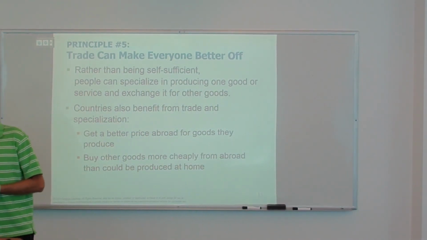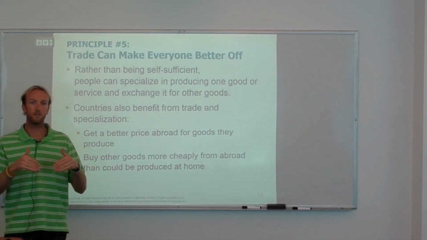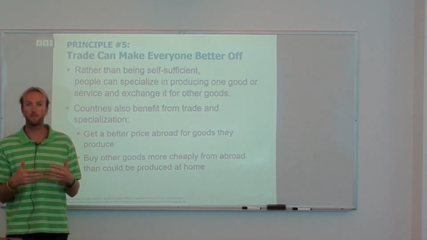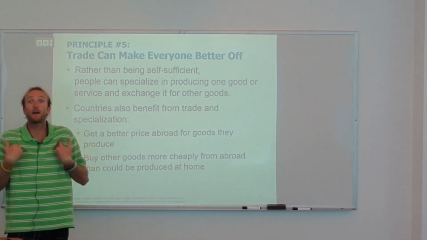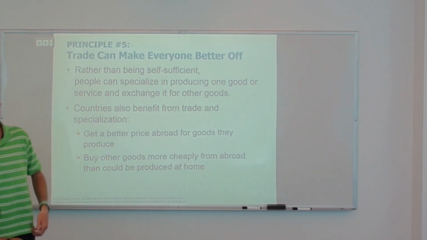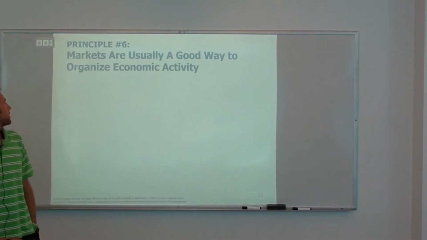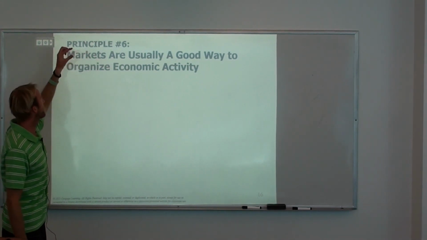Okay, if we tried to make everything ourselves, everything we needed, we wouldn't have phones, because I don't know how to make a cell phone, right? We wouldn't have cars. At least I wouldn't, because I don't know how to make a car. Okay, so that's principle number 5. Number 6, markets are usually a good way to organize economic activity. We need to define a couple of things here.